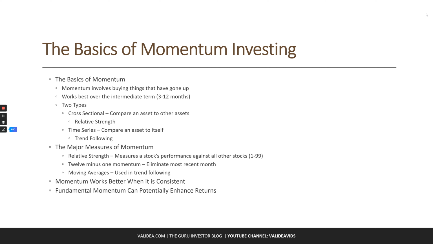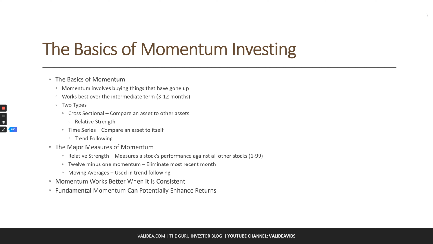Another common metric used in academic testing for momentum is called 12-1 momentum. This measure calculates the return of an asset over the past 12 months, but excludes the most recent month from the calculation. This is done because short-term momentum tends to mean revert, so calculating momentum this way eliminates short-term stock price movement and focuses on the intermediate term.